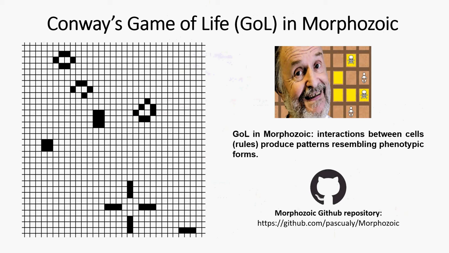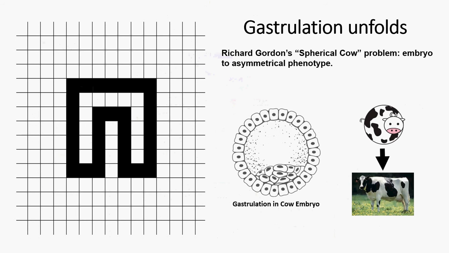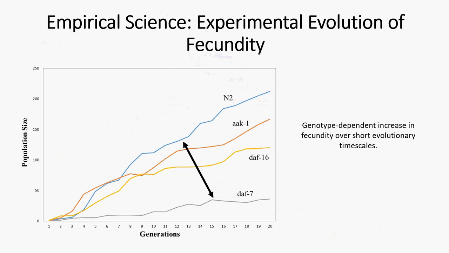And they're just basically simple rules that get employed in the interactions between the cells and their states, and it produces these shapes. For example, gastrulation. We have gastrulation. We can get that from a sphere. And this relates to Richard Gordon's spherical cow problem, and that is, how do you get an asymmetric phenotype like a cow from basically what is a sphere, which is an embryo? And you can see the process of gastrulation. We're starting to get some asymmetry in the form. So we can use Morphozoic to verify some of those things.